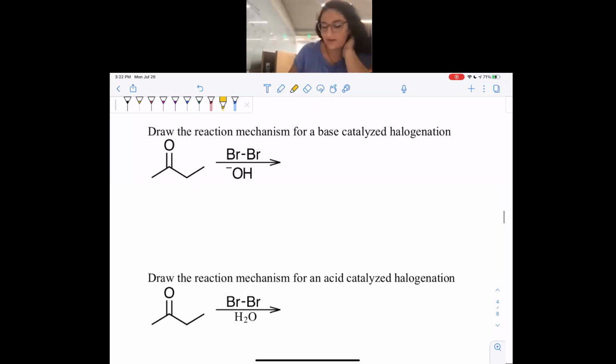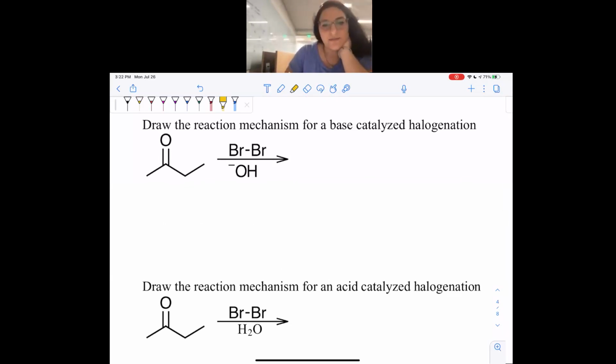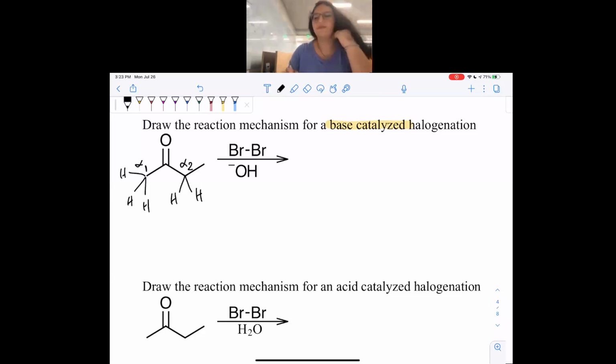So, halogenation. We've done a bajillion halogenations before. So this one is going to be base catalyzed. So we have OH minus, and we have alpha 1 and we have alpha 2. Which hydrogen is the base going to steal? Alpha 1 or alpha 2? Alpha 2, that was lightning fast. You guys are definitely getting the hang of it. Okay, so the base is going to steal this hydrogen.